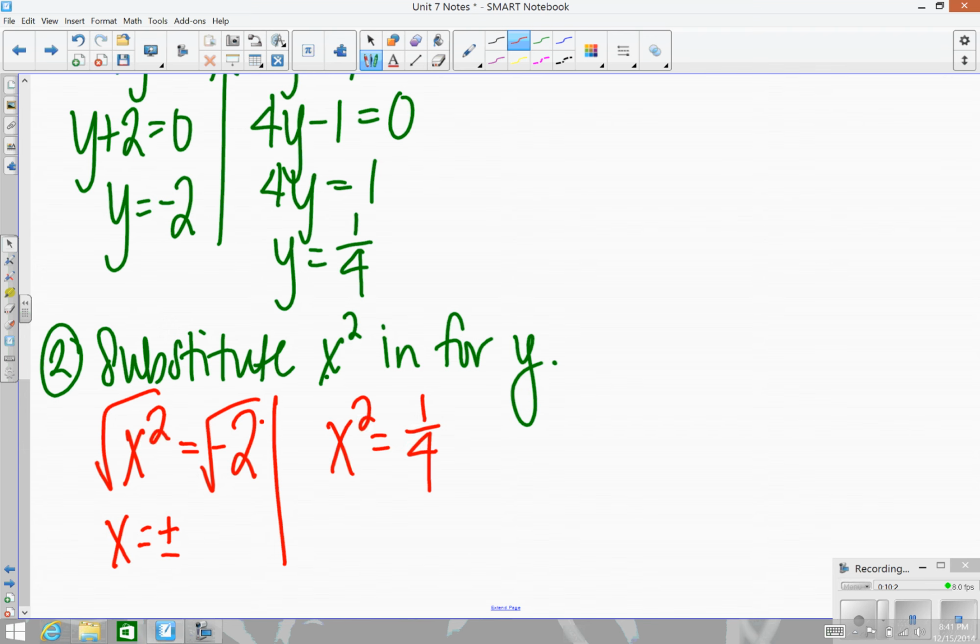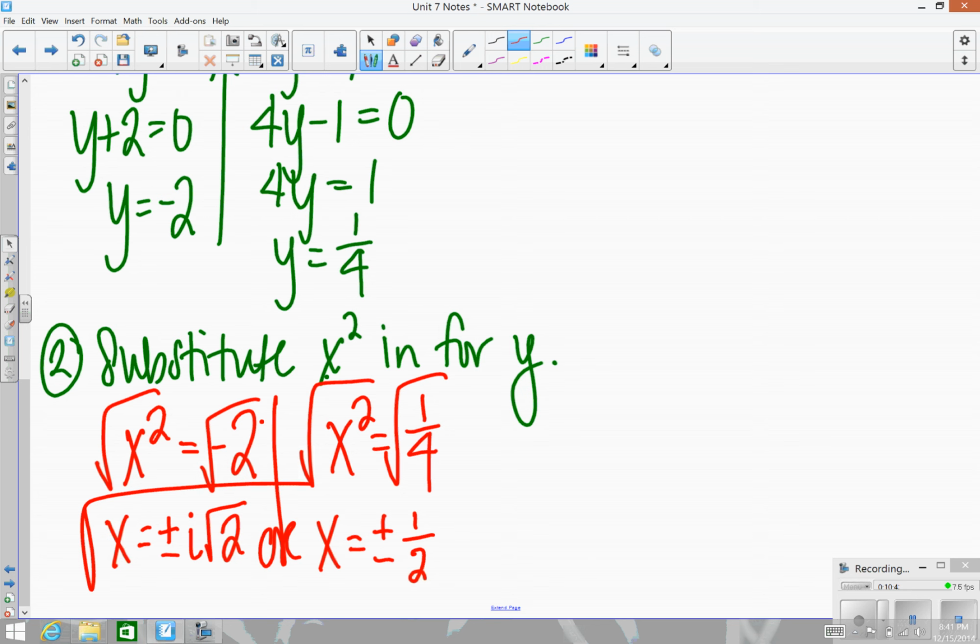And when you take the square root of a negative, remember we have our i, so I'm going to have plus or minus i square root of 2. And then here, I square root both pieces. Again, you have your plus or minus, and when it's a fraction, you just square root the top, we get 1, square root 4 on the bottom, we get 2. So here are your four solutions. You have plus or minus i radical 2 and plus or minus 1/2.